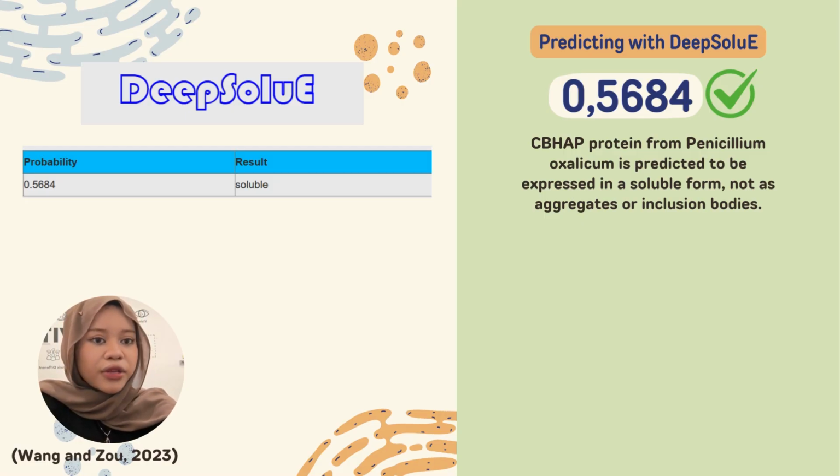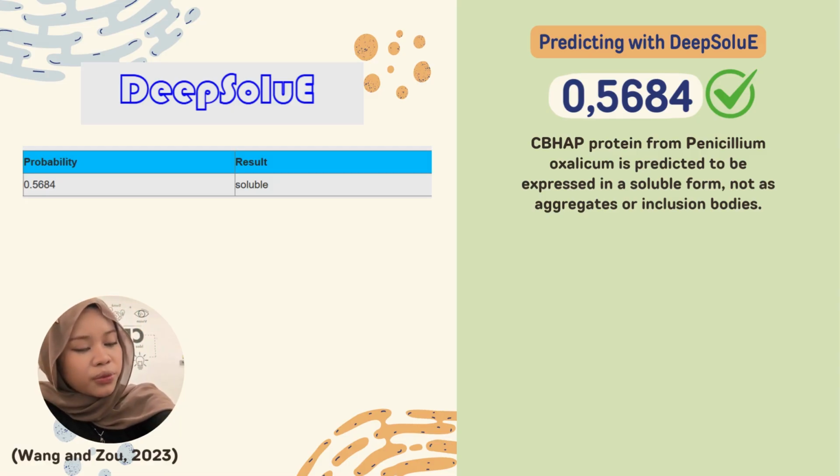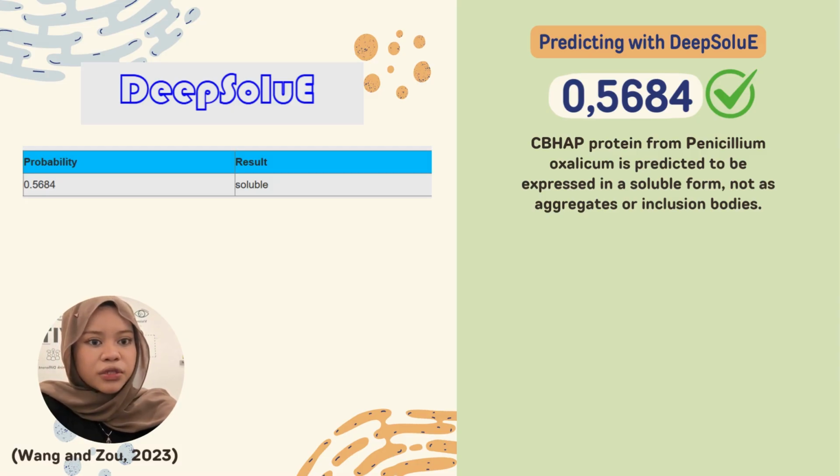And the question is, why is the cbhA protein predicted to be soluble? The reason cbhA is predicted to be soluble has to do with the properties of its amino acid sequence. First, it likely has hydrophilic, water-loving residues on its surface, and this helps the protein interact with water and stay dissolved.